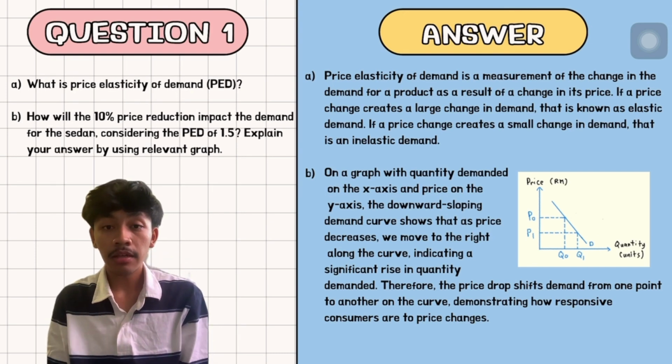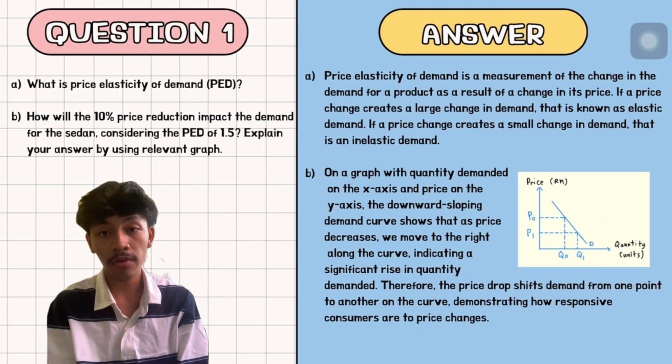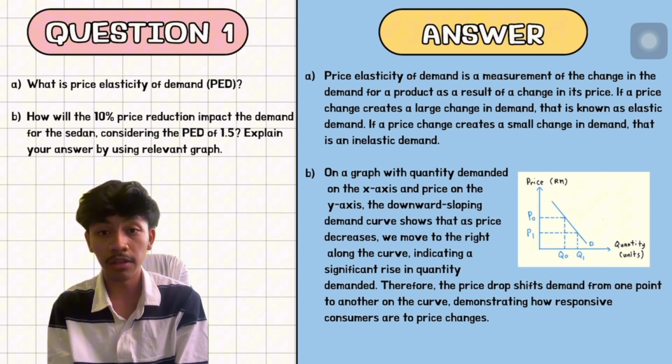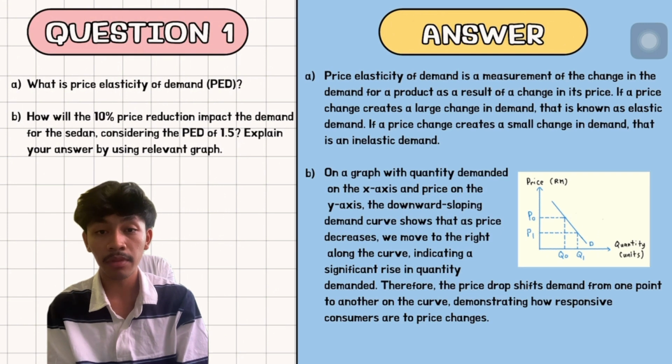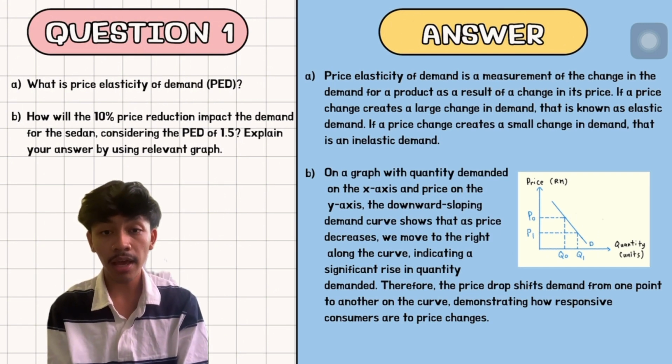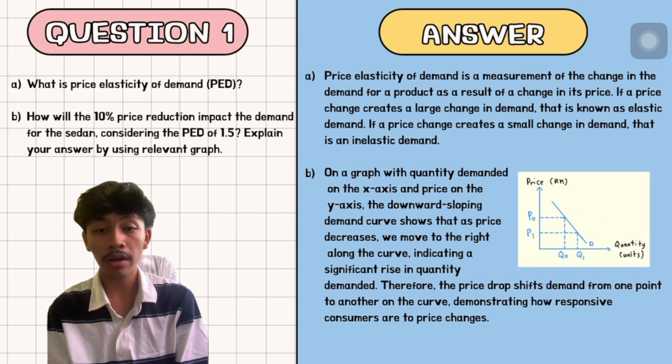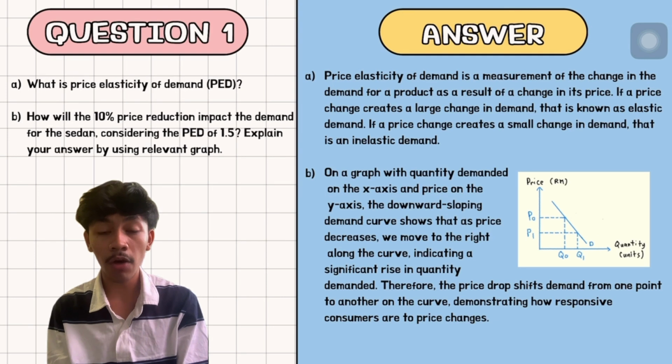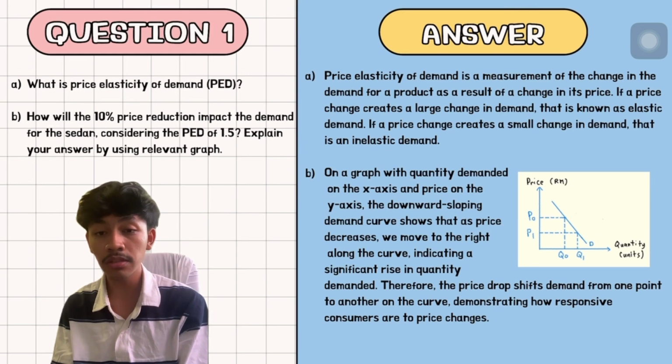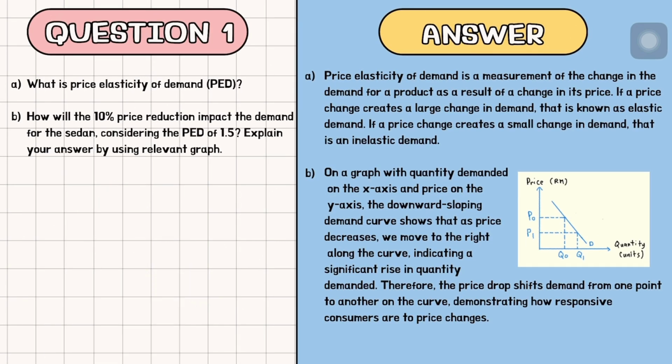For question B, since the price elasticity of demand is 1.5, demand will increase by 1.5 times the percentage decrease in price. A 10% decrease in price will lead to a 15% increase in quantity demanded. Graphically, we can see that the demand curve slopes downward. A price drop shifts the demand from one point to another along the curve, showing how responsive consumers are to price change. This means that reducing the price is an effective strategy for Maju Auto to increase sales, as consumers are highly responsive to price changes.